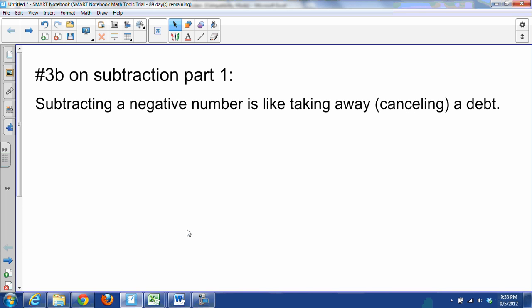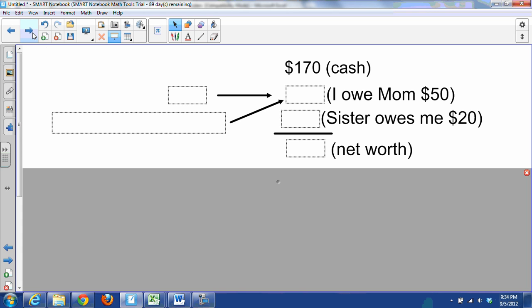Okay, so I'm going to attempt to give you a little pointer, a little assistance on the question on the subtraction part 1 assignment that is causing some difficulty. The question essentially asks you to explain how subtracting a negative number is like taking away or canceling a debt. Well, let's take a look at this scenario here.